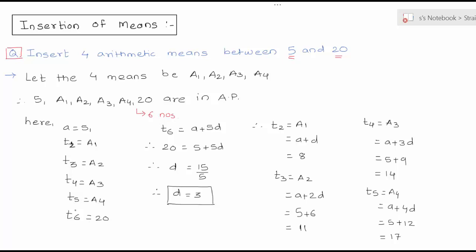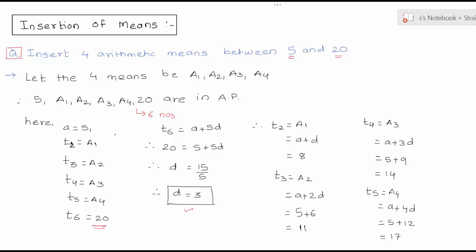Now students, out of all this, which one we can use is this T6. So we write T6 is equal to A plus 5D. We know the T6 value, we know the A value, we get the common difference. So the common difference is obtained as 3.